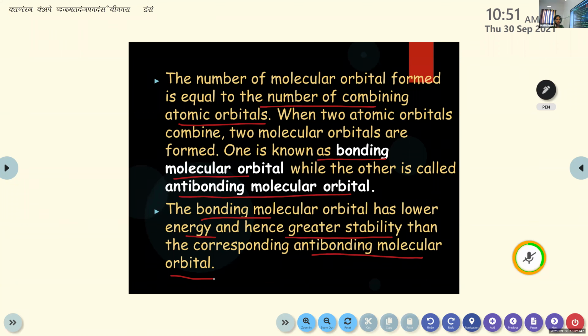So there are two types of molecular orbitals. The first one is the bonding molecular orbital and the second one is the anti-bonding molecular orbital. The bonding molecular orbital always has lower energy compared to the anti-bonding molecular orbital, and the stability is more for the bonding molecular orbital. And the number of molecular orbitals formed is equal to the number of combining atomic orbitals. Okay.